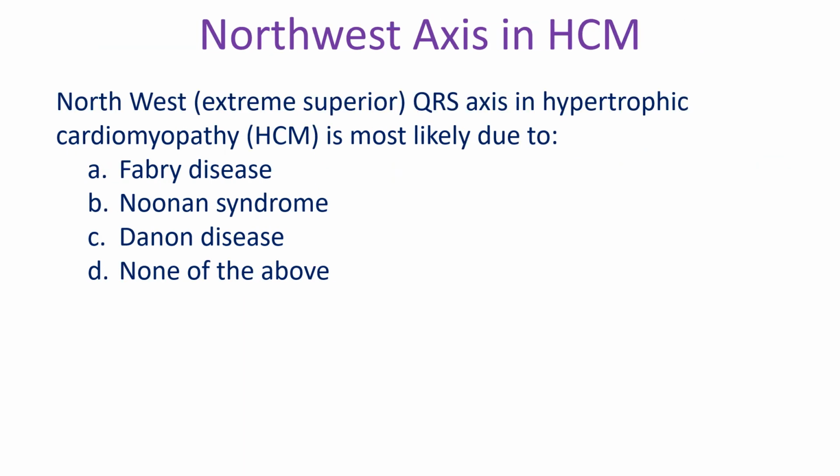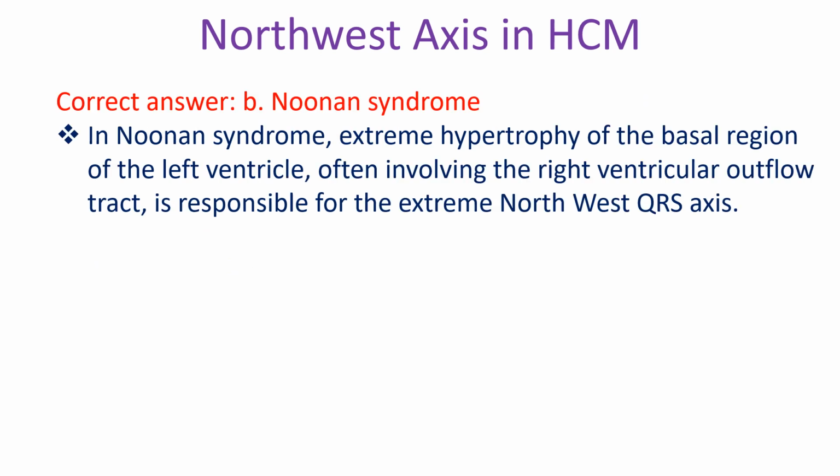Northwest QRS axis in hypertrophic cardiomyopathy is most likely due to A. Fabry disease, B. Noonan syndrome, C. Danon disease, D. None of the above. Correct answer B. Noonan syndrome. In Noonan syndrome, extreme hypertrophy of the basal region of the left ventricle, often involving the right ventricular outflow tract, is responsible for the extreme northwest axis.